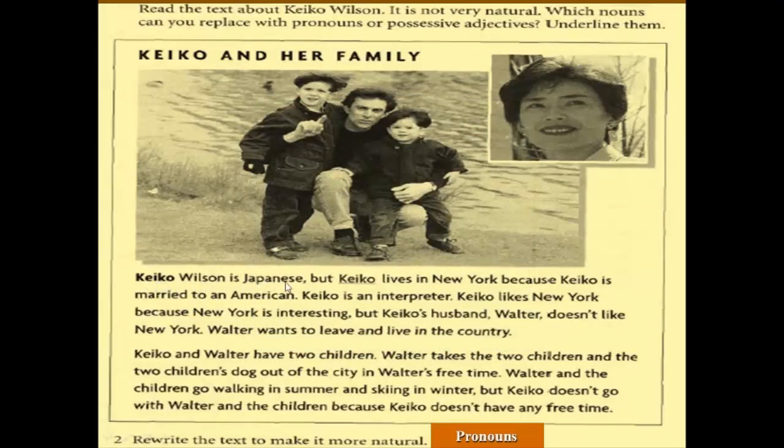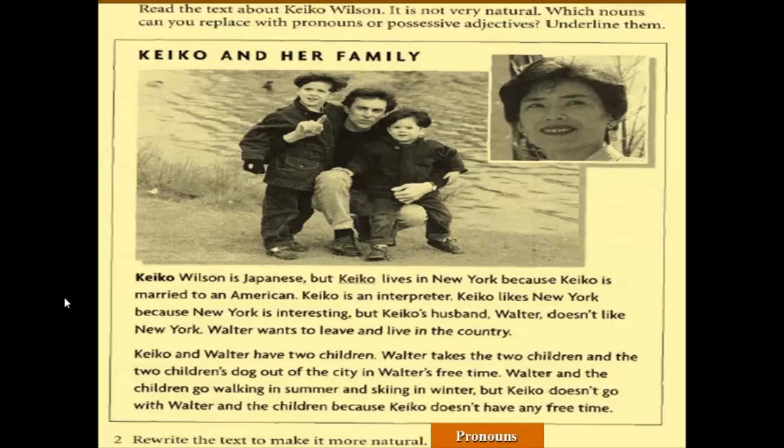Kiko Wilson is Japanese, but Kiko lives in New York because Kiko is married to an American. Kiko is an interpreter. Kiko likes New York because New York is interesting. But Kiko's husband, Walter, doesn't like New York. Walter wants to leave and live in the country. Kiko and Walter have 2 children. Walter takes the 2 children and 2 children's dog out of the city in Walter's free time. Walter and the children go walking in summer and skiing in winter. But Kiko doesn't go with Walter and the children because Kiko doesn't have any free time.